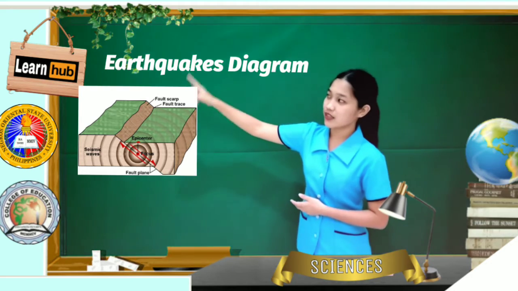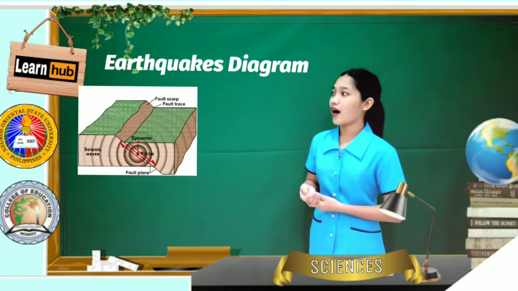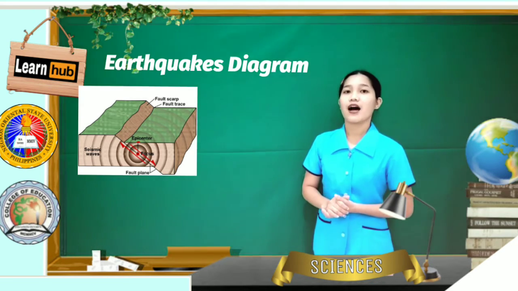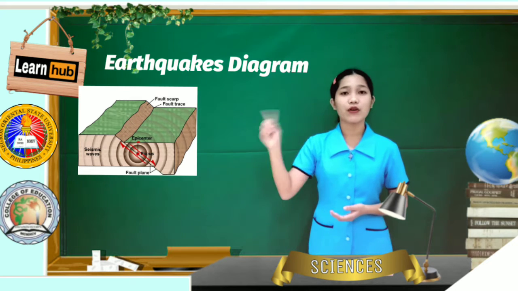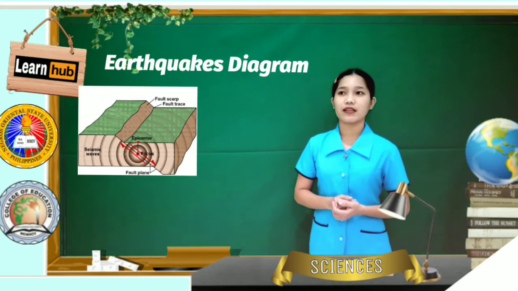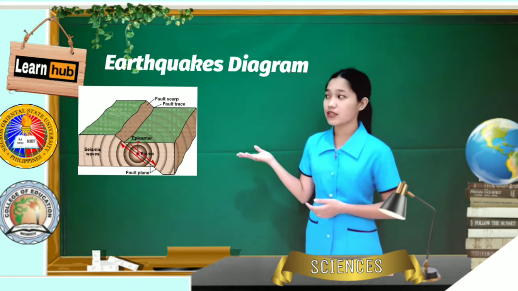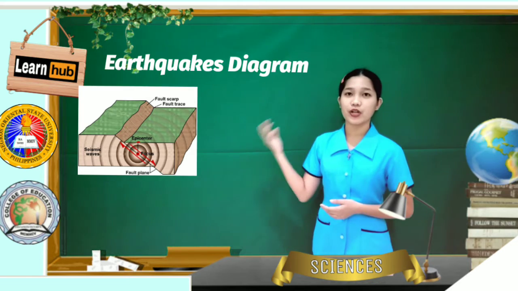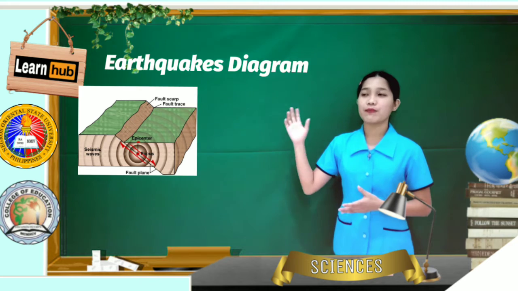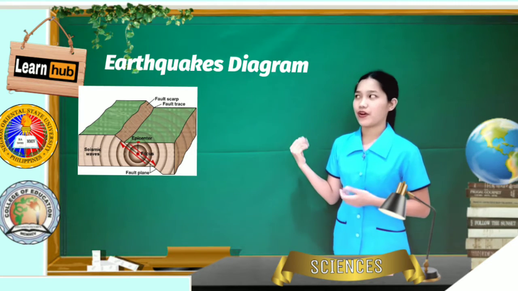And as you can see, the cracks are what we call the faults. And also the waves circled around the focus are what we call the seismic waves. And big note that seismic waves are measured through the use of an instrument called a seismograph. Seismic waves show the magnitude of an earthquake, how strong it is.